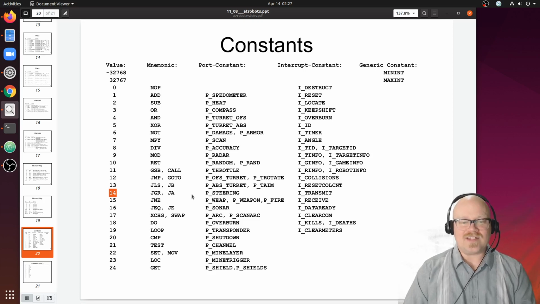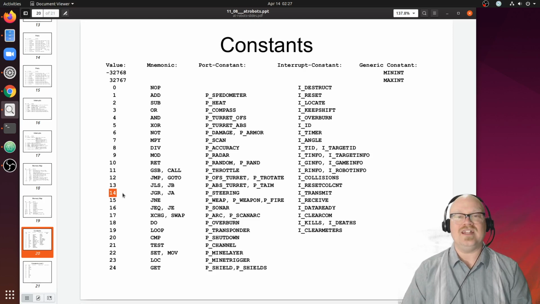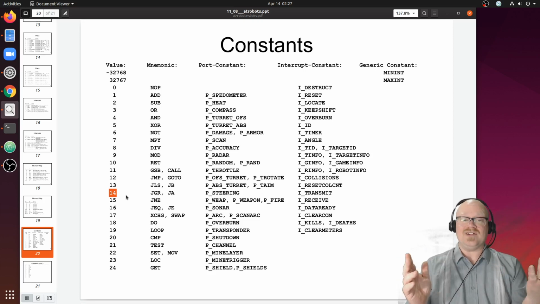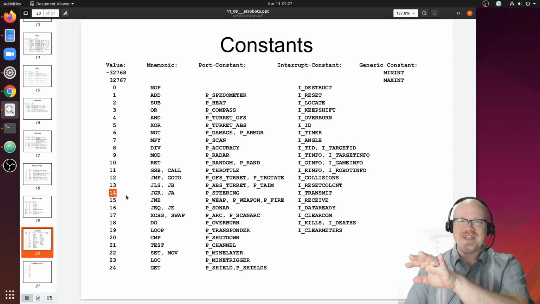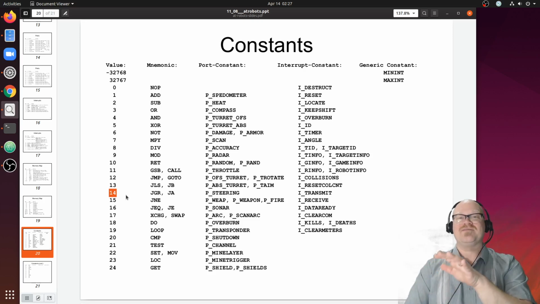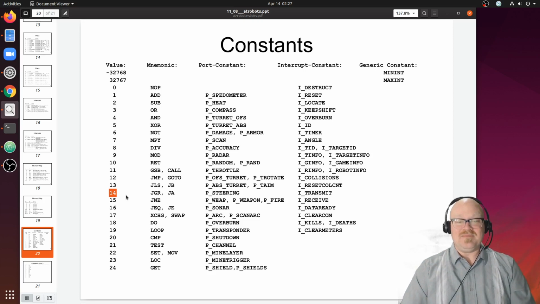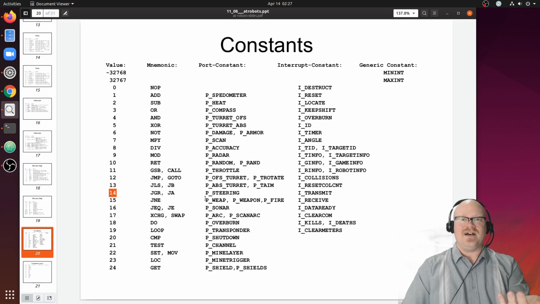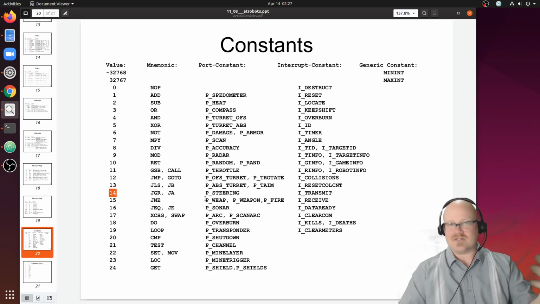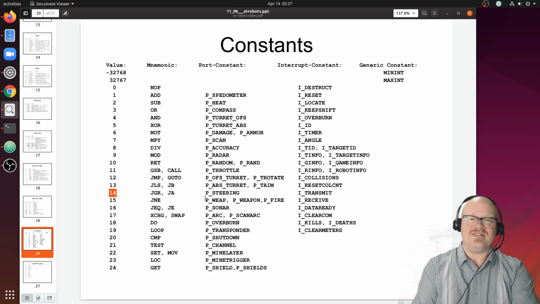So everything in this row, each of those strings, is equivalent to the number 14, and they can all be interchanged. Instead of doing jump greater than, you could write P underscore steering where your instruction mnemonic should be, and it'll effectively do a conditional jump if the greater than flag is set. But this means I can say IPO tab P underscore steering, and my code is much more readable. Read in from the steering port into register, whatever, that kind of thing. And so it makes it very nice.